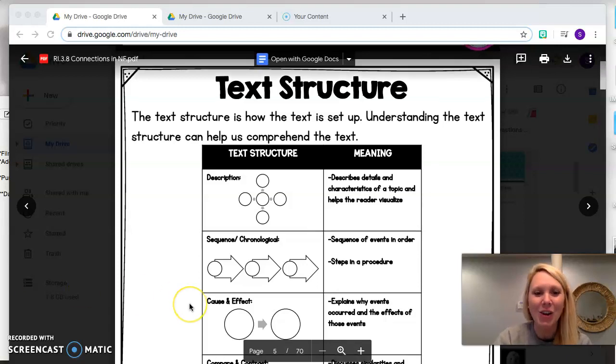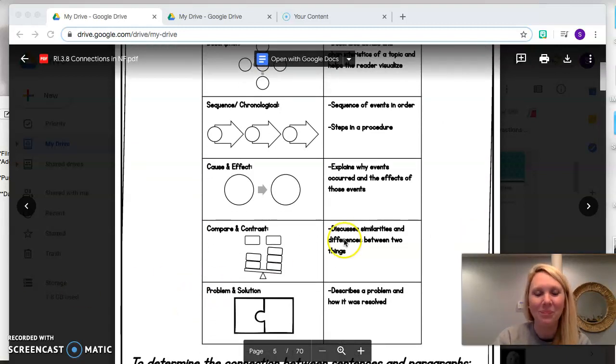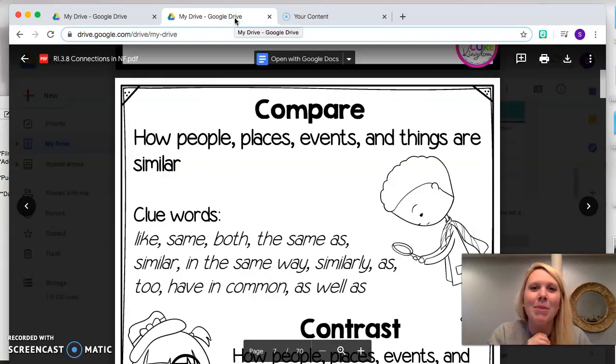So if you look at the chart right here on my screen, you're going to see the comparison. That's comparing and contrasting. You're probably like, I know what that is. And that's super. All that basically is discussing how things are similar, which are the same, or how they're different. So let's look at some keywords that will help us identify if the author is using comparing or contrasting.